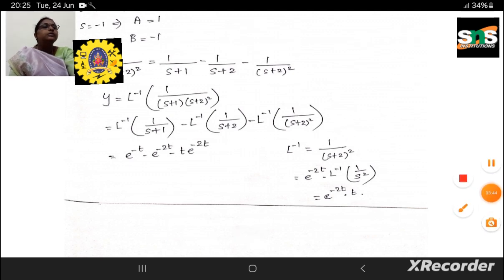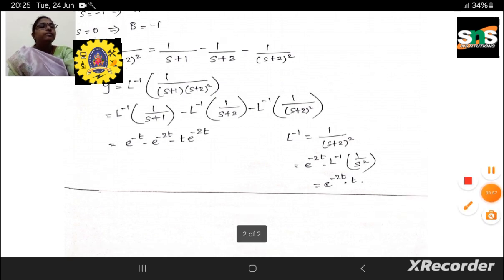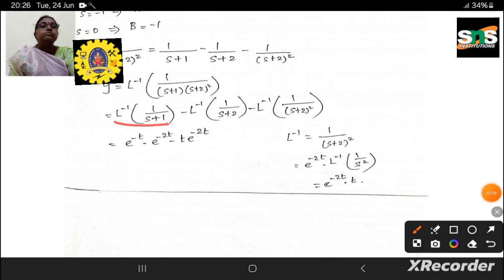After the partial fractions, we can separate the terms: first term, second term, and third term. Each and every term we can separate. The first term is L inverse of 1 divided by s plus 1, which by the formula is e power minus t. We can directly replace this, and minus L inverse of 1 divided by s plus 2.